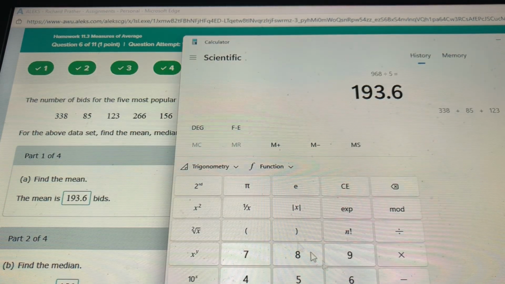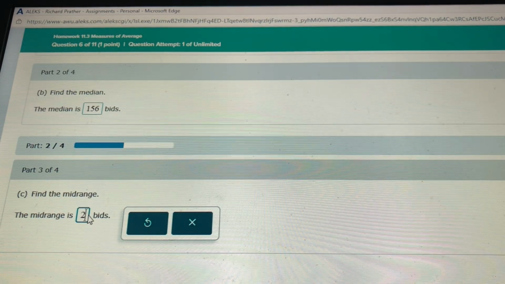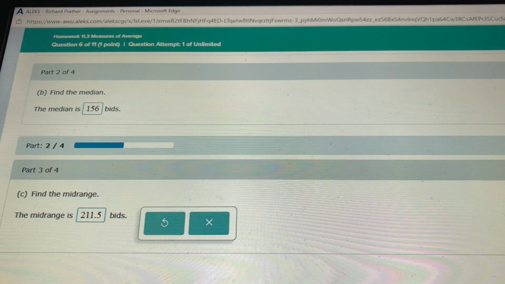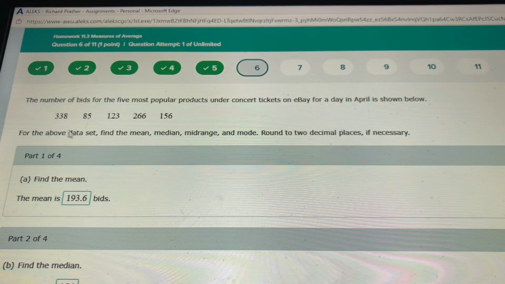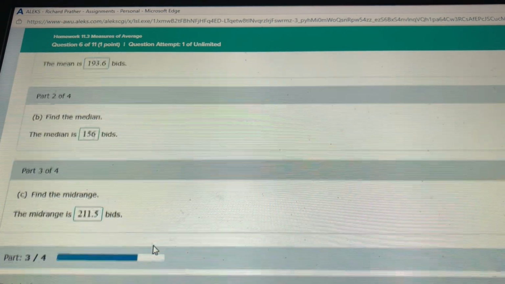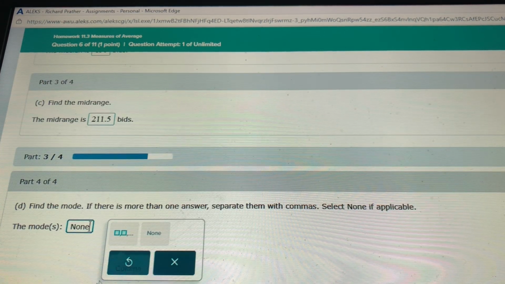Mid-range is always adding 2 numbers and dividing by 2, so you have to add the lowest number, 85, plus the highest number, 338, and divide by 2. The mid-range is 211.5. And then the mode, there is no repeats here. Every number is different: 80, 120, 150, 260, 330. There's 5 different numbers. So no mode again.